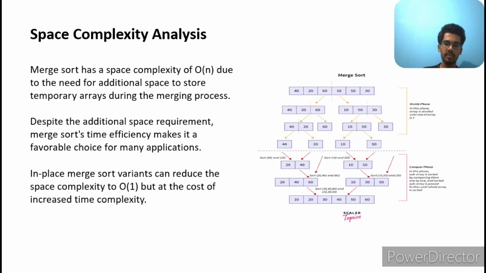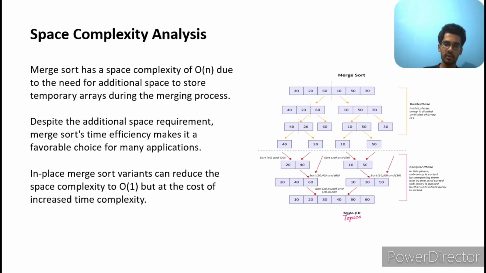Space complexity analysis. Merge sort has a space complexity of theta n, due to the need for additional space to store temporary arrays during the merge process. The temporary arrays are stored in this additional space.